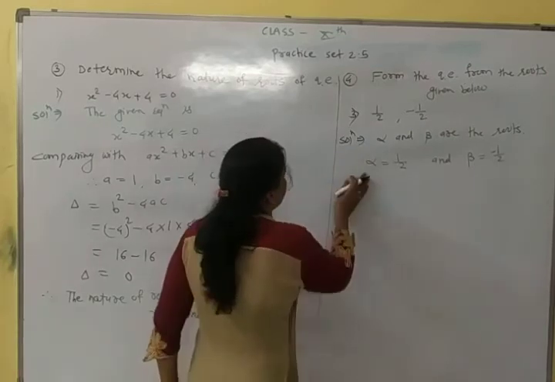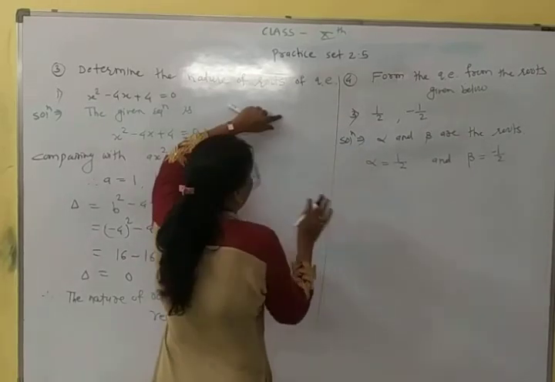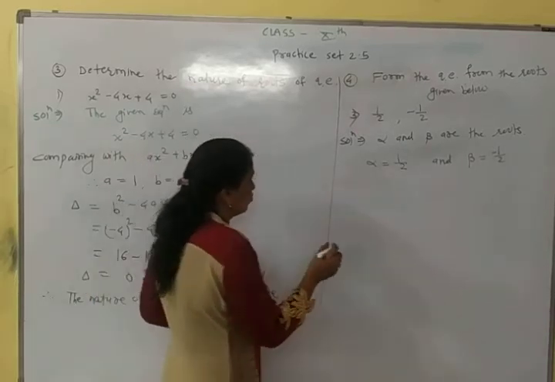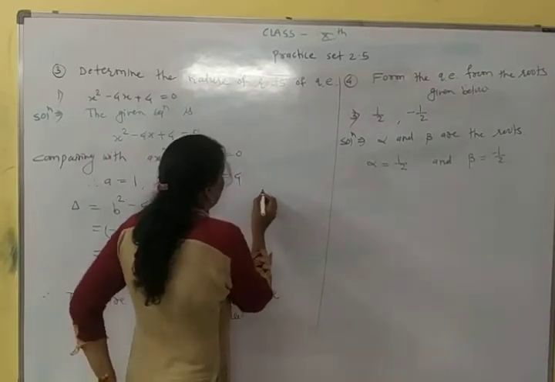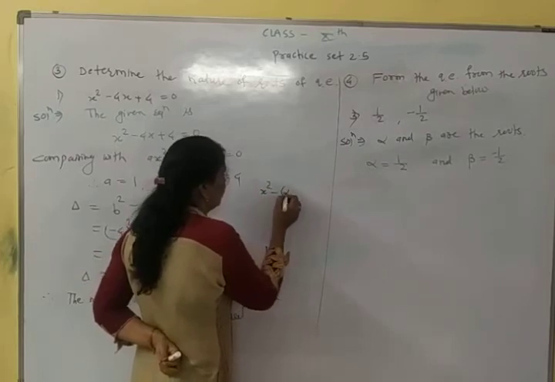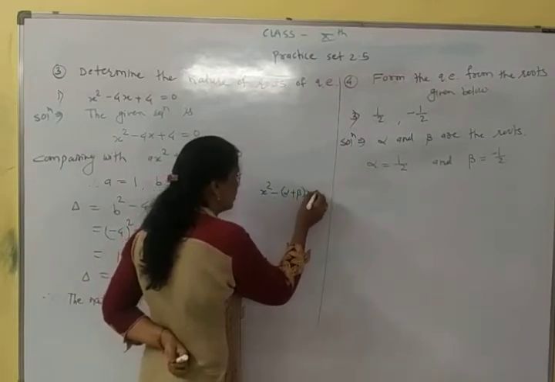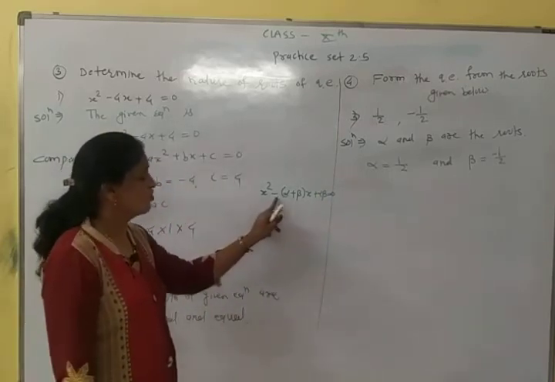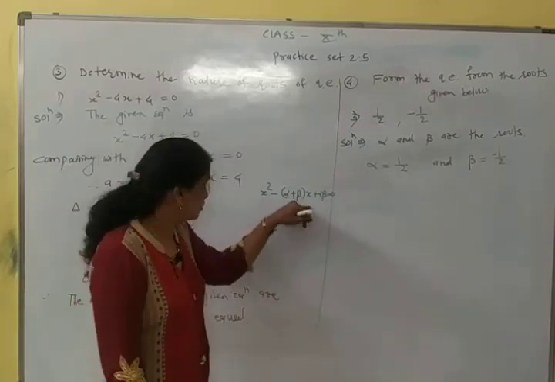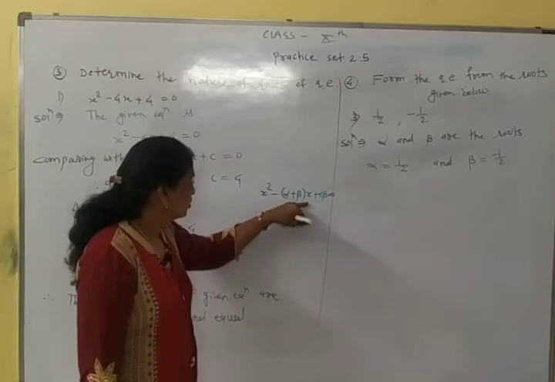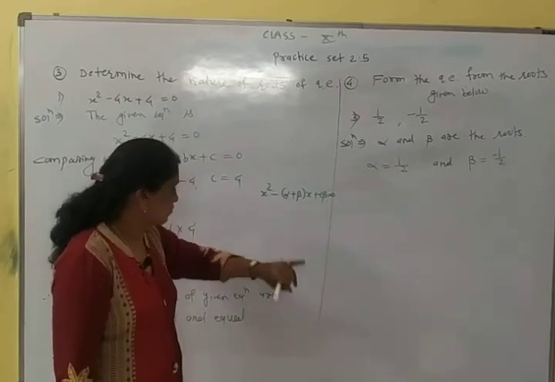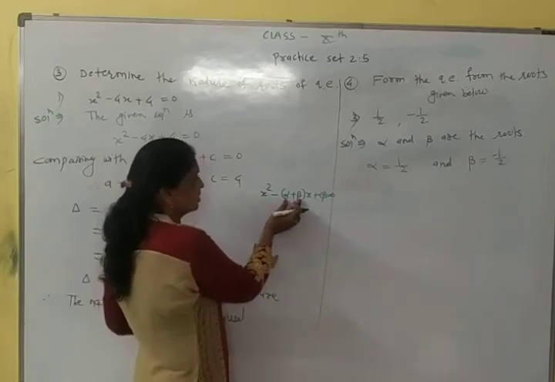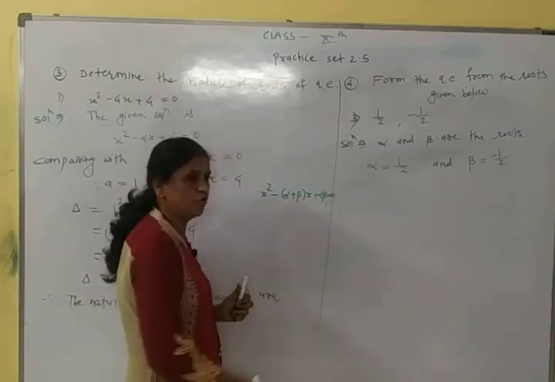Okay, then our quadratic equation, what is our quadratic equation? Our quadratic equation is x square minus (alpha plus beta) into x plus alpha beta equal to 0. This is our quadratic equation when alpha and beta roots are given. So first we have to find the sum of two roots and then we have to find the product of two roots.